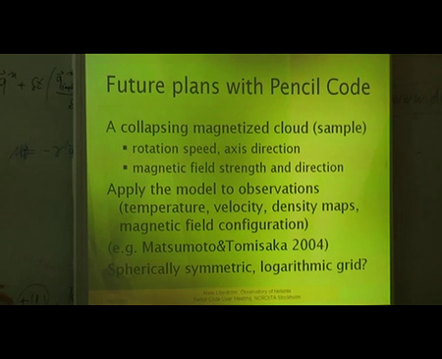What happens when we vary the rotation speed of the cloud and the rotation axis direction in relation to the magnetic field? Magnetic field strength, do we get ambipolar diffusion? What kind of ionization fractions are we going to use? And then hopefully get some observation time to be able to apply the model to some actual observations, and construct temperature, velocity, density maps from this sample, and the magnetic field configuration.